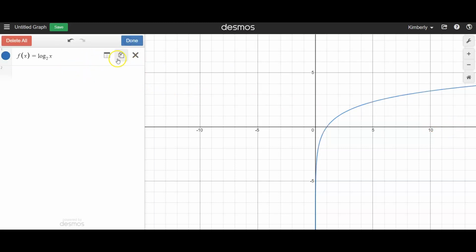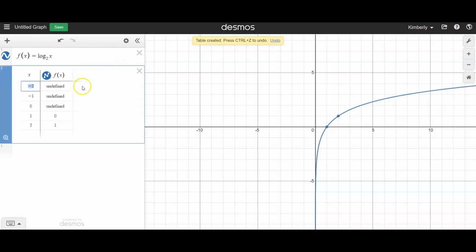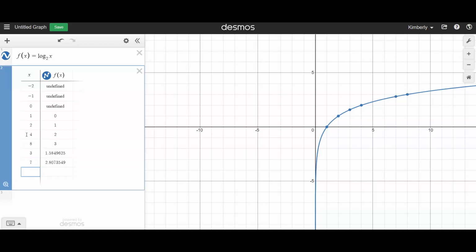I'm going to hit the gear in the table of values just to look at some table of points. Notice that -2, -1, and 0 are undefined. That's because this log graph has a vertical asymptote. That means a vertical line that the graph does not cross. And we can add in some more points. I just picked nice ones, but we could have included 3. So that means it's going to have some decimal values there. Okay, so that's your basic log graph.